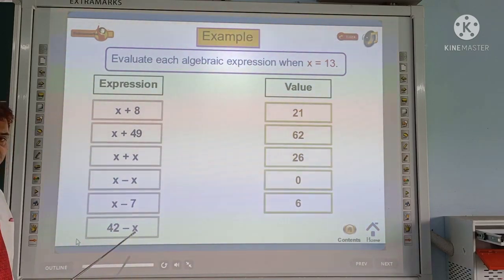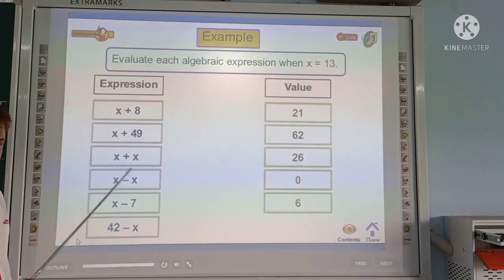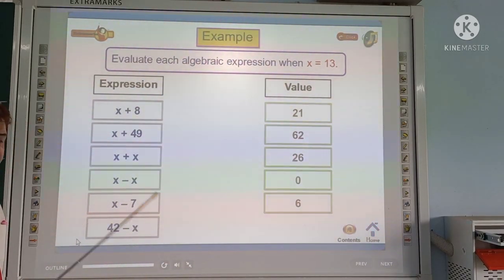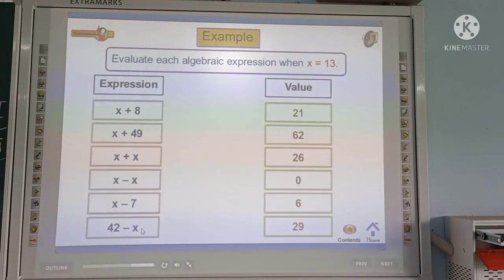Now 42 minus x, 42 minus 13. The sixth expression is 42 minus x. Its value when x is equal to 13 is 29.